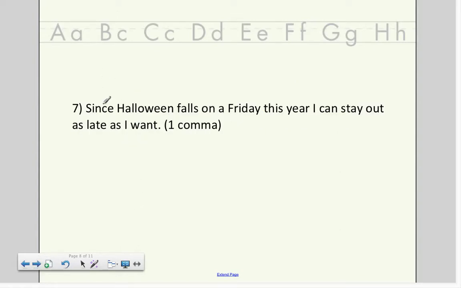Number 7, this is another subordinate conjunction. So we have a comma in the middle of our sentence. Since Halloween falls on a Friday this year, I can stay out as late as I want. Now you could put a comma two different places. You could say, since Halloween falls on a Friday, comma, this year I can stay out as late as I want. Or you can say, since Halloween falls on a Friday this year, comma, I can stay out as late as I want. So you could put one here or you could put one here, just depending on how you want to say the sentence. But you only need one of these commas. So choose this one or this one.